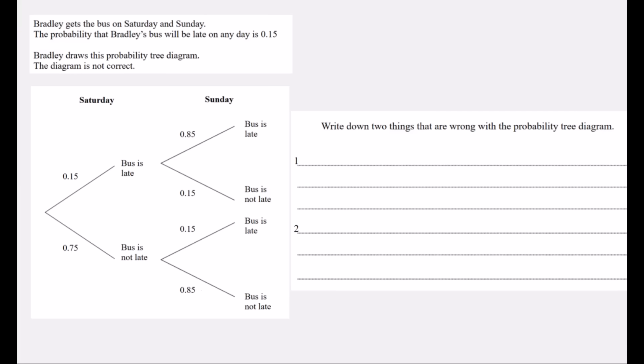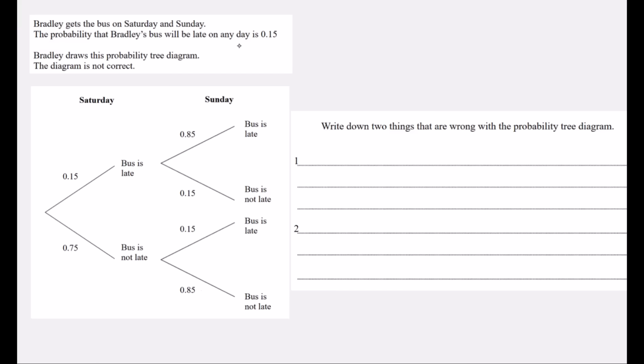Question 21. Bradley gets on the bus on Saturday and Sunday. Probability the bus is late is 0.15. Bradley draws this probability tree diagram. The diagram is not correct. Write down 2 things that are wrong with the diagram.